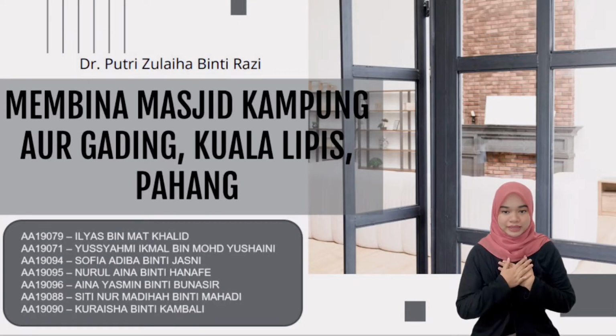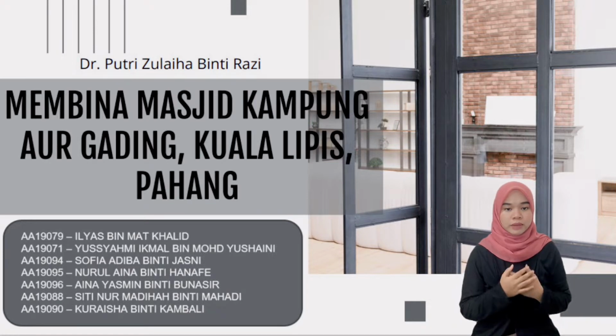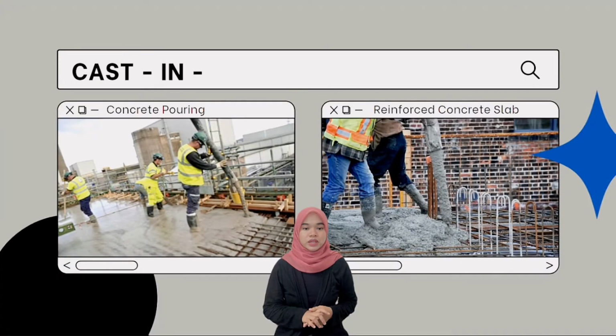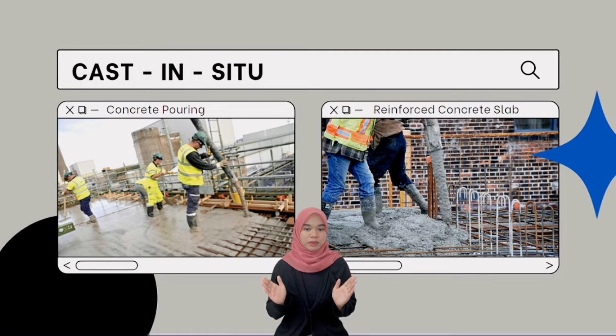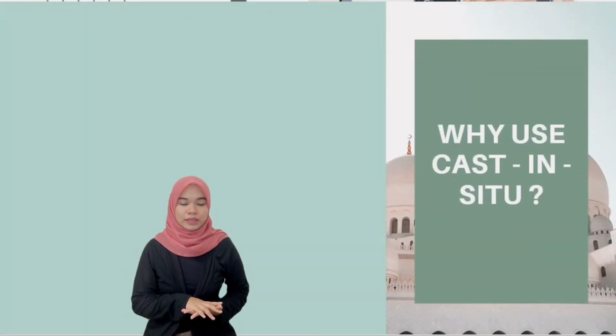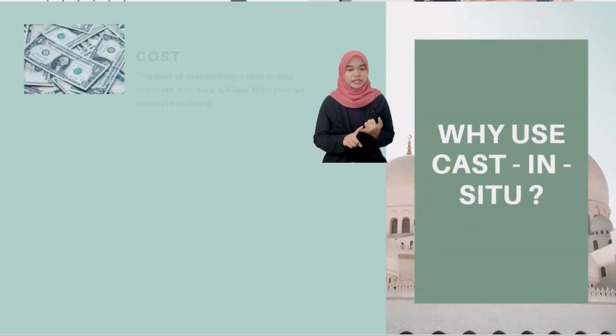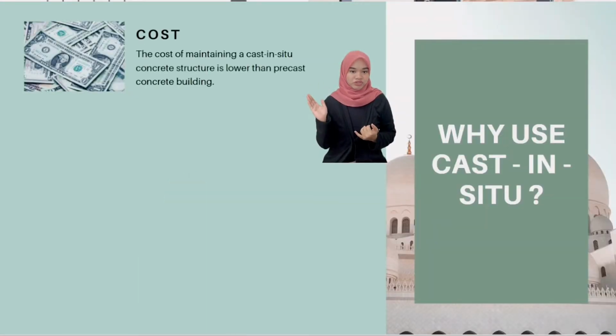I am Kuraisha Binti Kambali, the project manager for our company that consists of 7 roles. We will bid a proposal for the tender titled Membina Masjid Kampung Our Gading, Kuala Lipis, Pahang. For the type of development, we're going to choose the cast in situ method. The reason we choose the cast in situ method is because we're going to construct only one mosque, and the main reason is of course the cost of the construction.